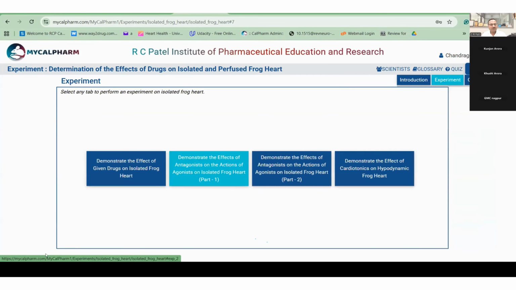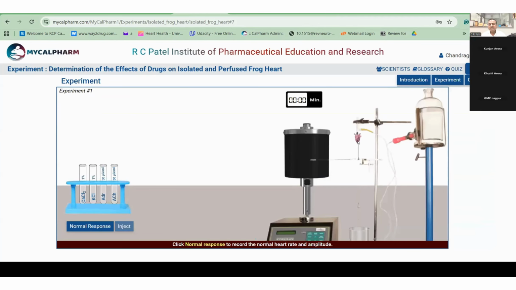Now, once that heart is isolated and mounted on the stand, along with continuous perfusion, then we can study the effect of different drugs on this particular heart. See now, we are seeing the isolated heart here, which is continuously beating. There is continuous perfusion of frog Ringer solution. And then we have been provided with simulated drug solutions where we can select different drugs and go on injecting them into this particular heart through the Symes cannula.